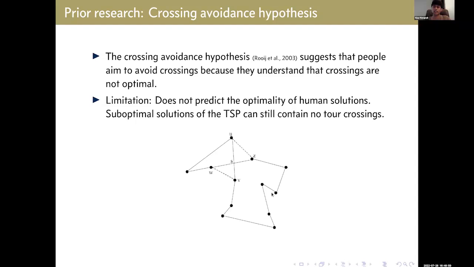However, this hypothesis does not necessarily predict the optimality of human solutions, because suboptimal solutions of the TSP can also contain no crossings. So we would like more explanation as to why people are so optimal.